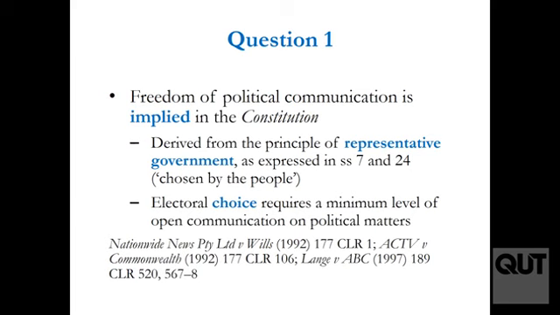But the way the court found it was, first of all, they found that the Constitution establishes the Commonwealth as a representative government, representative democracy. The court found that representative government was encapsulated in the requirement in sections 7 and 24 that members of the Senate and House of Reps be directly chosen by the people. The court found that this embeds the idea of electoral choice and accountability, and in order to have electoral choice, it necessarily requires a minimum level of open political communication.